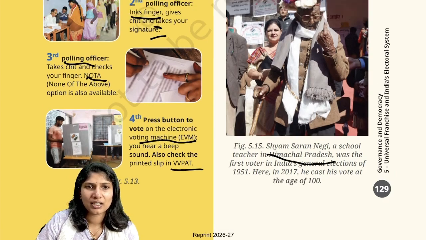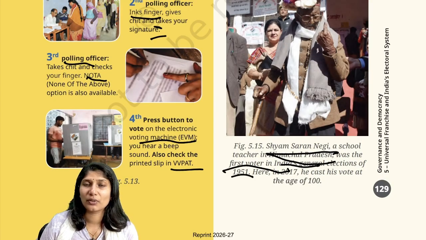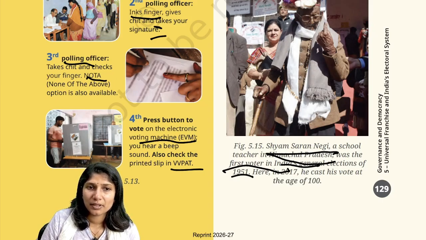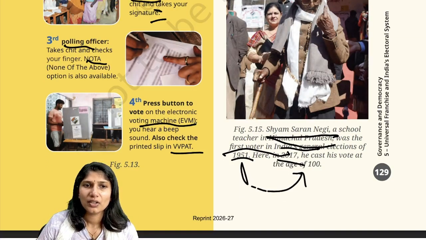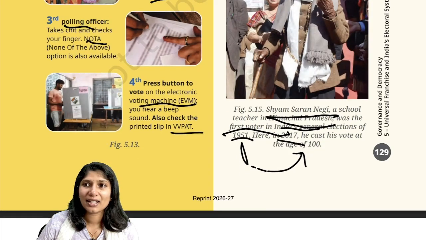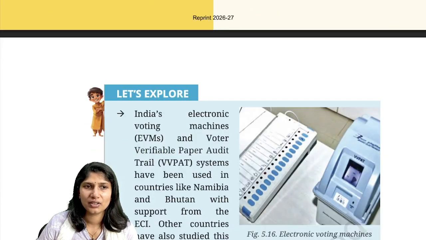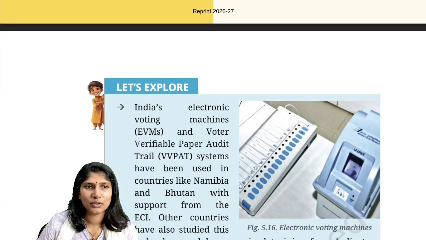Shyam Saran Negi, a school teacher in Himachal Pradesh, became the first voter in India in the 1951 general elections. From 1951 up to the age of 100, in 2017, he has cast his vote. Even at the age of 100 years. All right, now look at this.